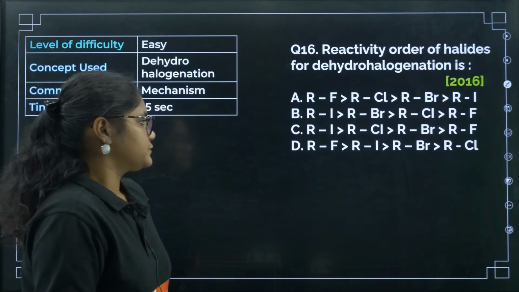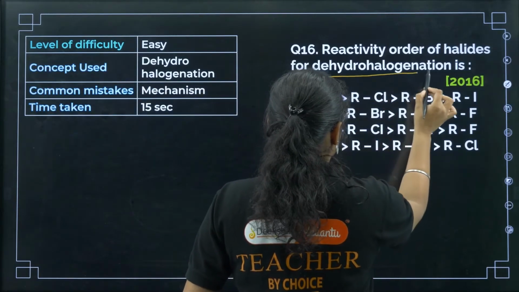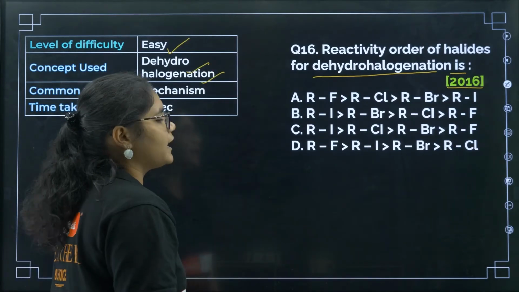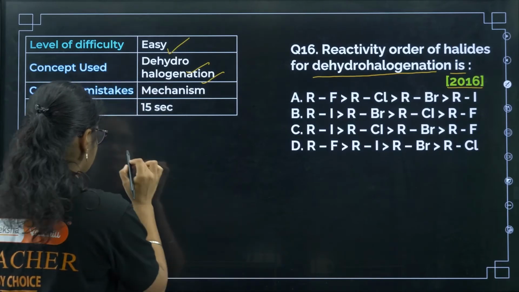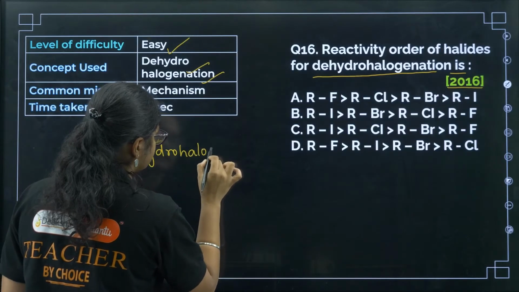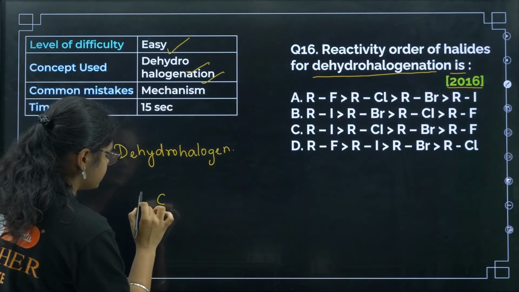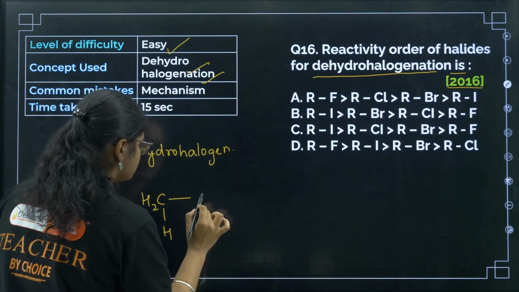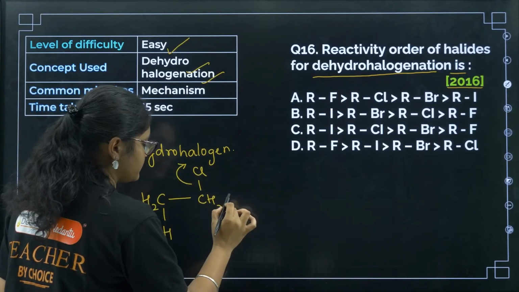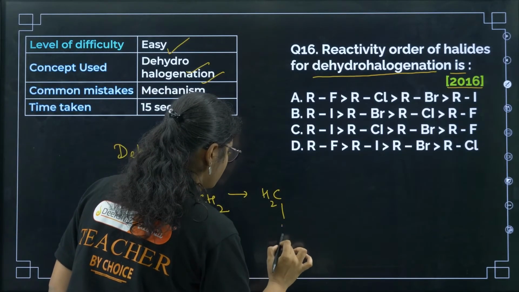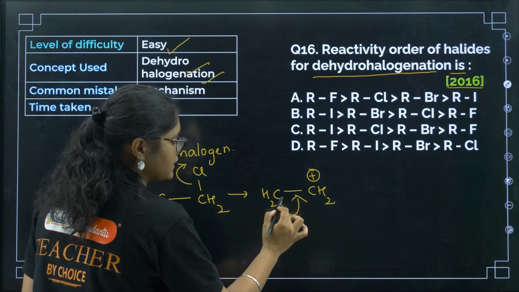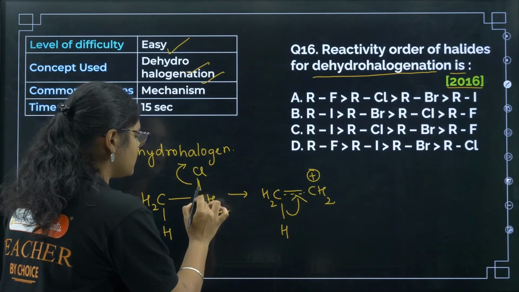Next question: the reactivity order of halides for dehydrohalogenation is. This question was asked in 2016, an easy question. You should know how dehydrohalogenation takes place. Suppose we have CH2, H, CH2, Cl. First this bond breaks to give CH2, H, then CH2 plus. Next this bond comes here and a double bond is formed here. So the first step is the breaking of this bond.